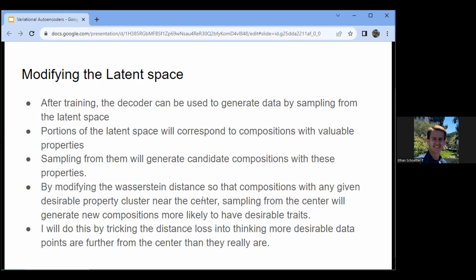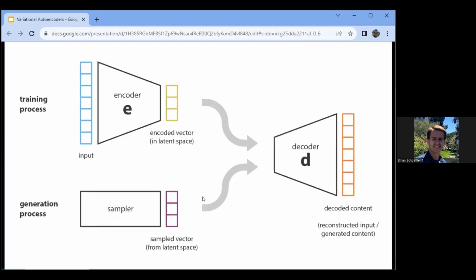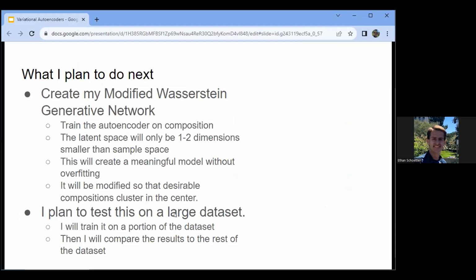So I would train it on composition, then I'd modify the latent space, and then I would use it as a generator and sample from the center of the latent space. Ideally, I would get a set of distributions that have more of the certain trait in question than I would on average. So this would help experimenters when they're choosing distributions to test experimentally. It would help them narrow the search.